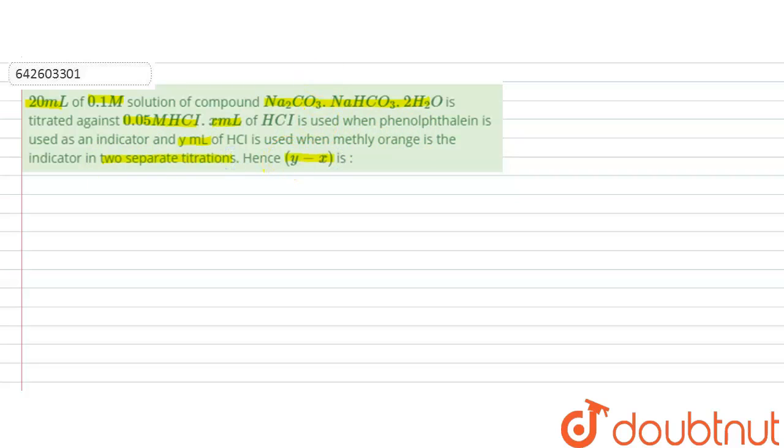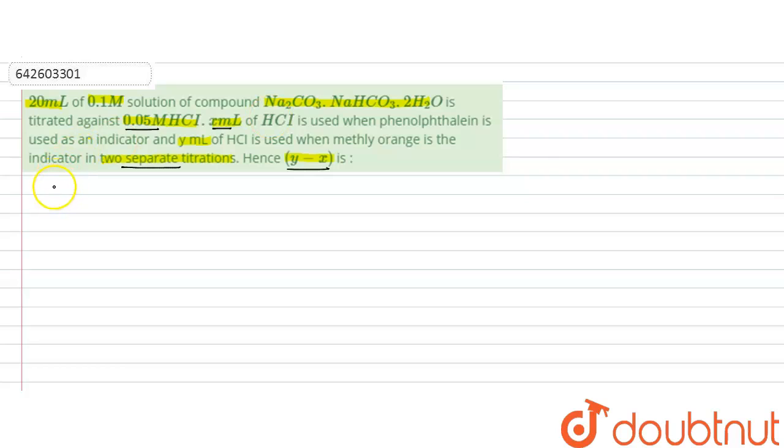So in this question it is given that a compound Na2CO3.NaHCO3.2H2O, whose concentration is 0.1 molar and volume is 20 ml, is titrated against 0.05 molar HCl. Now it is said that X ml of HCl is used when phenolphthalein is used as an indicator, and Y ml of HCl is used when methyl orange is used as an indicator in two separate titrations.